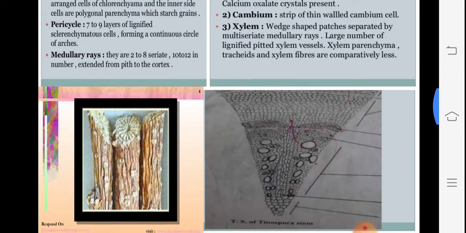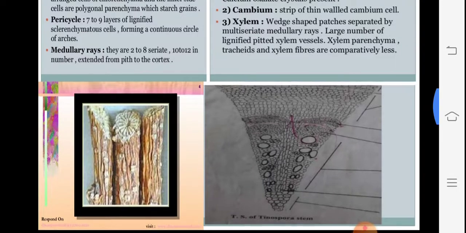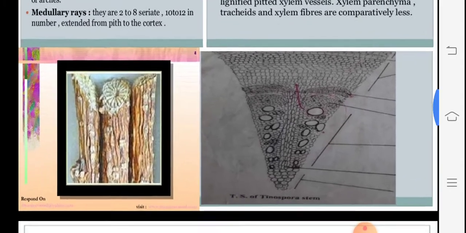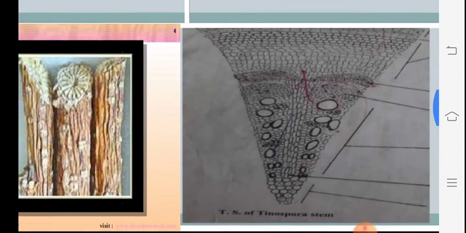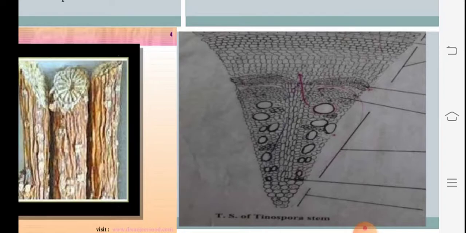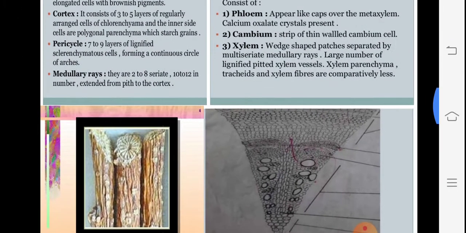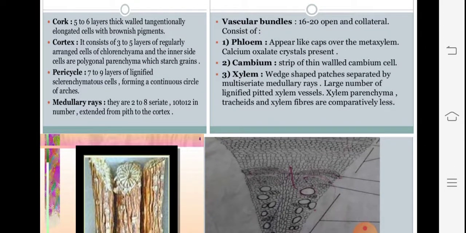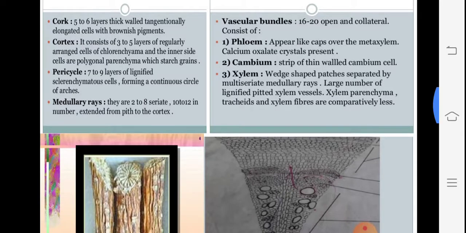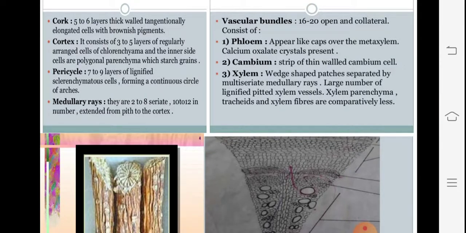Then in internal characteristics, you are observing this is the stem. It is showing specific characters. The medullary rays are observed very clearly. I am magnifying, so you see the cut portion. Outermost there is the epidermis covered by cork. These cells are 5 to 6 layered, thick walled. Then cork is followed by the cortex, which is 3 to 5 layered, with cells that are chlorenchymatous and parenchymatous, rich in starch grains.